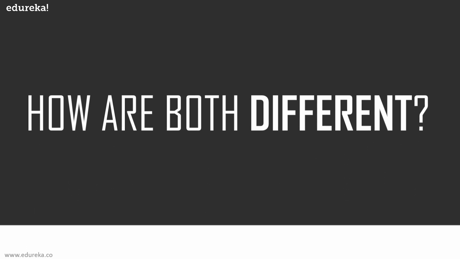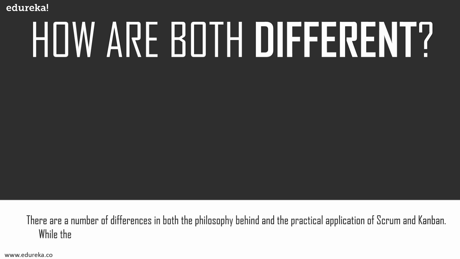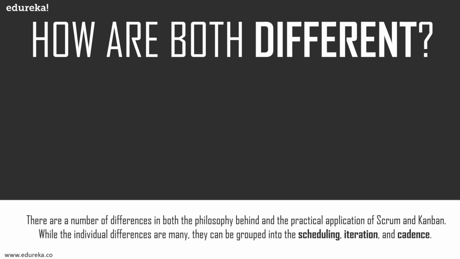Now let's discuss how are both of them different. As alluded to before, there are a number of differences in both of these philosophies and behind the practical application of Scrum and Kanban. While the individual differences are many, they can be grouped mostly into three buckets: scheduling, iteration, and cadence.